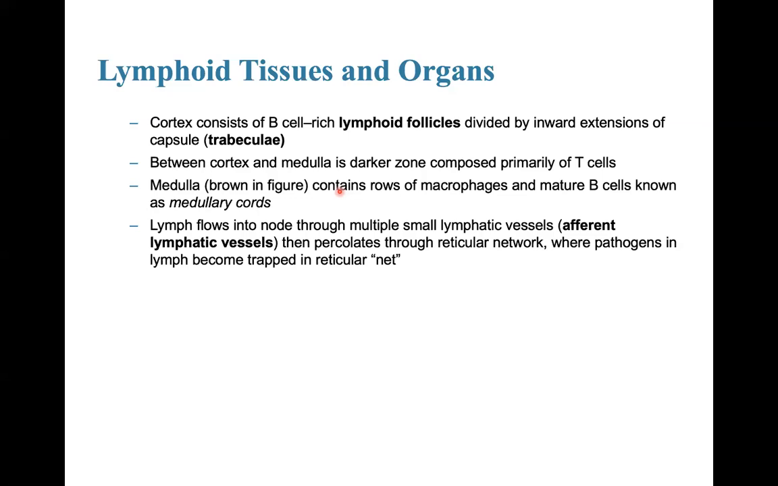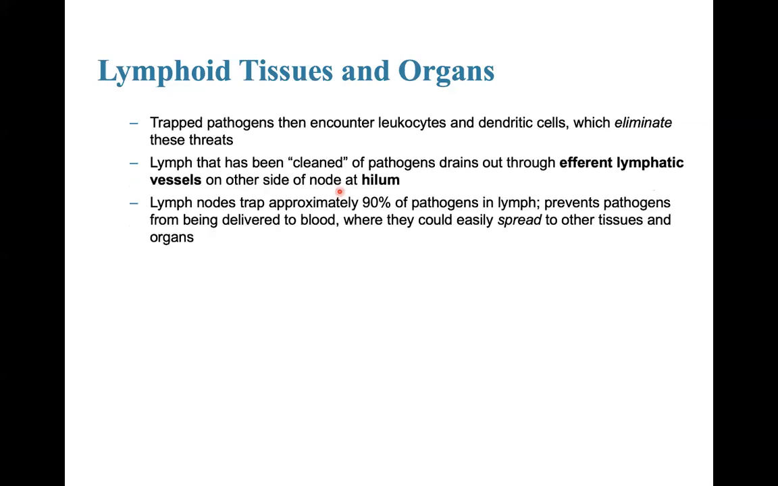Then it percolates through the reticular network where pathogens in the lymph can become trapped within that network, that quote-unquote net of white blood cells. The trapped pathogens will then encounter those white blood cells, leukocytes, and dendritic cells, which will eliminate these threats. The lymph that has been cleaned of pathogen will then drain back out through the efferent, efferent meaning going out, of the other side of the lymph node at the hilum.